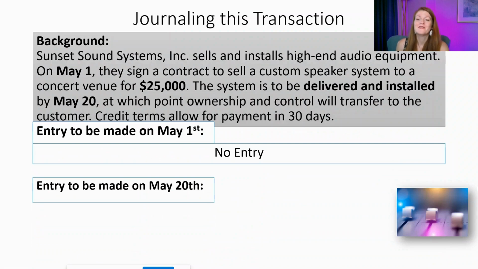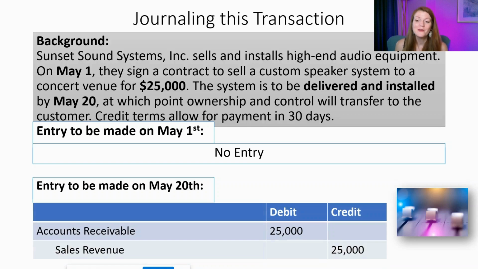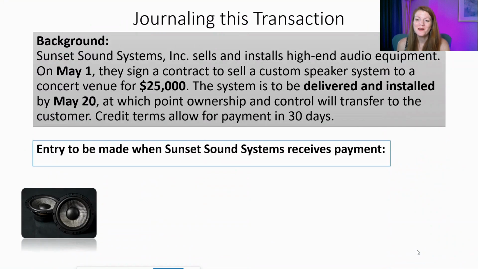May 20th, however, if you want to pause the video and try to make this entry yourself, then feel free. But I'm going to go ahead and show it to you. On May 20th, we get to go ahead and show that revenue. And we know that we're debiting accounts receivable because of the last line, credit terms allow for payment in 30 days. So we debit accounts receivable, we credit sales revenue for the full $25,000 because it was a single point in time. All right, so we'll keep moving along here.